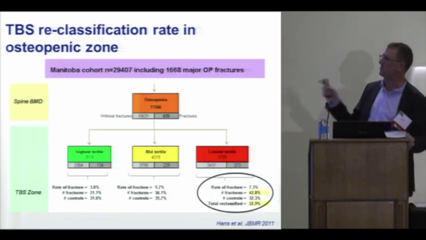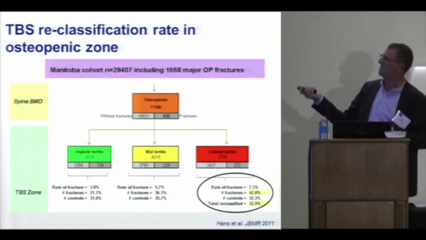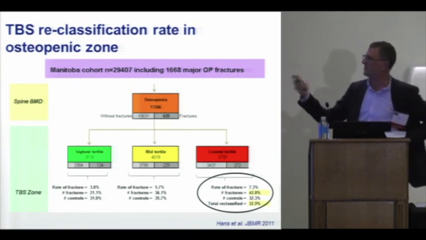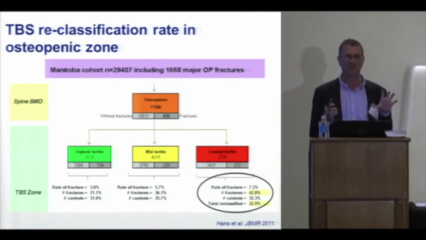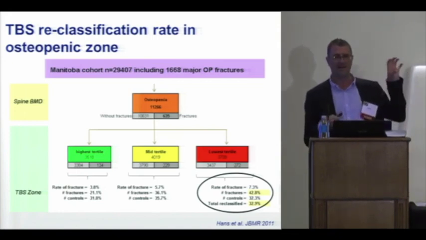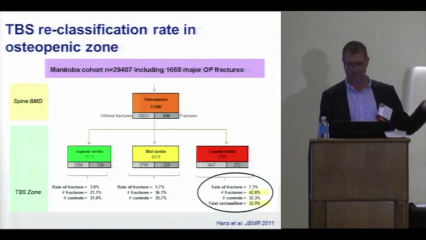So having said that, just focusing on that osteopenic zone, out of the 1,600 major osteoporotic fractures that occurred in the study, about 600, or 40% of them, occurred in the osteopenic zone, and 43% of them had a highly degraded structure, where the BMD was just osteopenic.